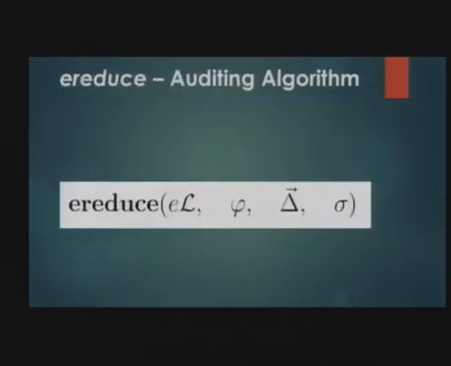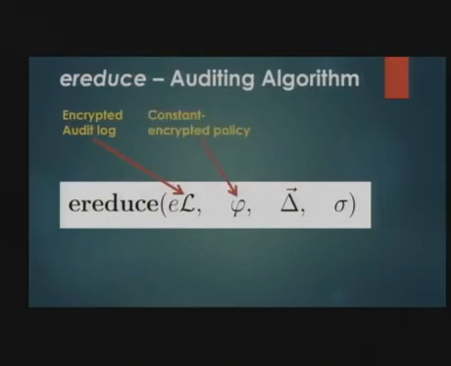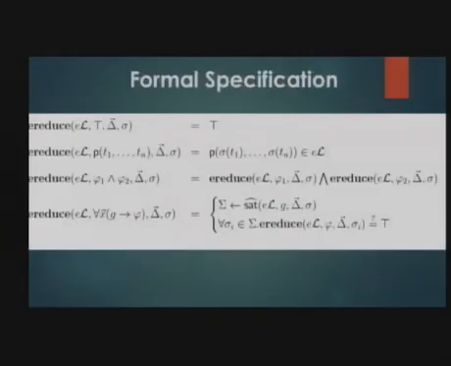Our auditing algorithm's main function is called ereduce. It takes 4 arguments. The first is the encrypted audit log, because that's what you're checking compliance on, and the constant encrypted policy, the tokens, because those are the ones you need for taking the join, and a substitution. Substitutions you can think of as maps. It's a map of variables to their values. This will become more clear in a couple of slides, okay? And it returns either true or false. It returns true if the log satisfies the policy, or false when the log does not satisfy the policy. That's basically what it does. Questions?